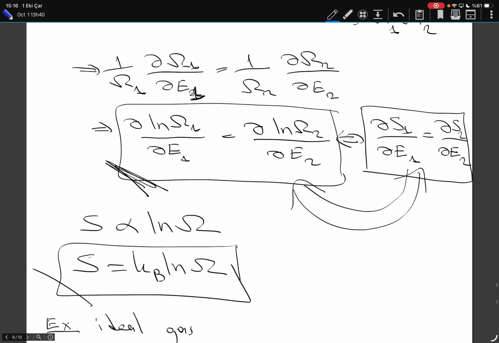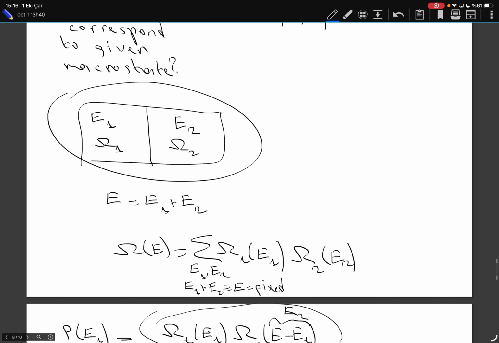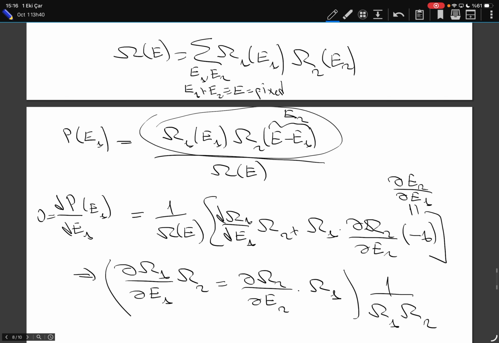The second law is also here. How? Let's see. Again, let's go back to here. We know the condition of equilibrium. In equilibrium, this condition should be satisfied. But we didn't derive this condition by requiring equilibrium. We derive that condition by maximizing the probability.